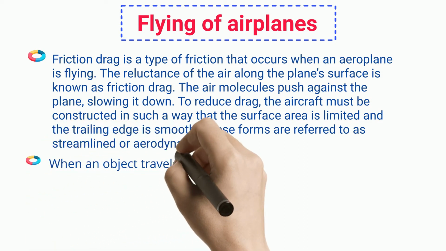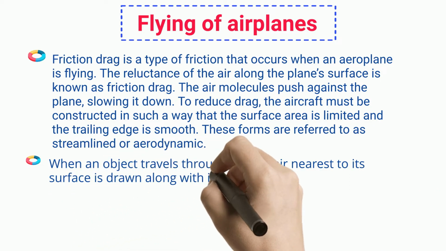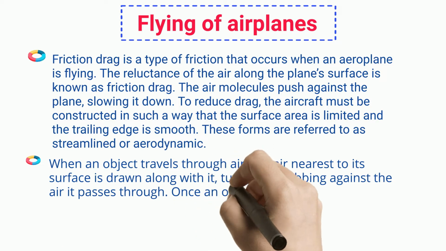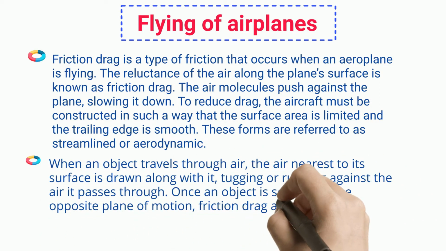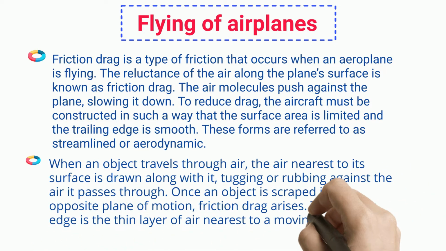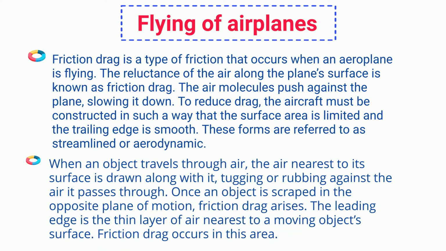When an object travels through air, the air nearest to its surface is drawn along with it, tugging or rubbing against the air it passes through. Once an object is scraped in the opposite plane of motion, friction drag arises. The leading edge is the thin layer of air nearest to a moving object's surface. Friction drag occurs in this area.